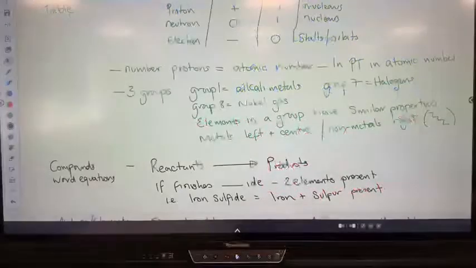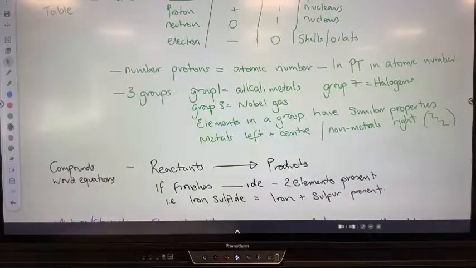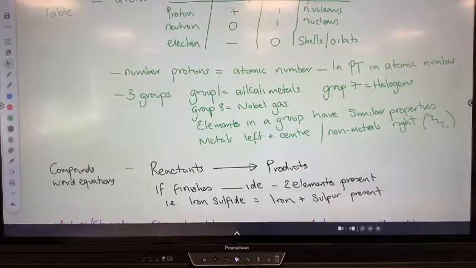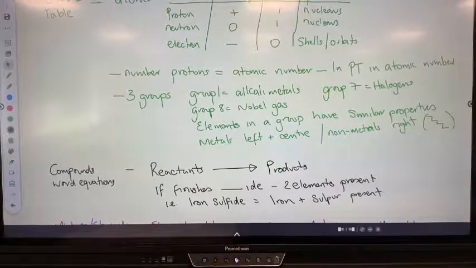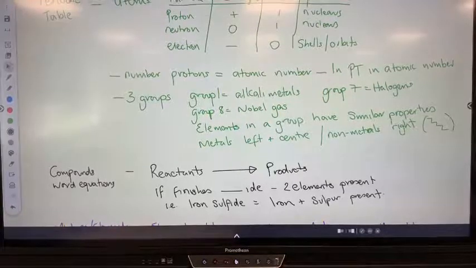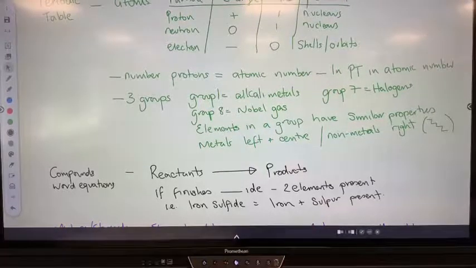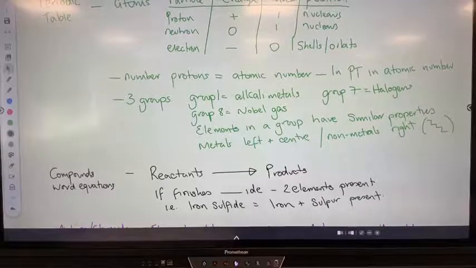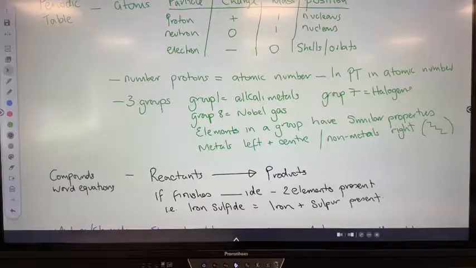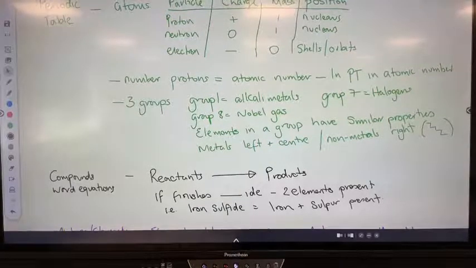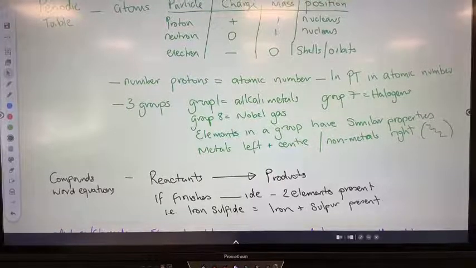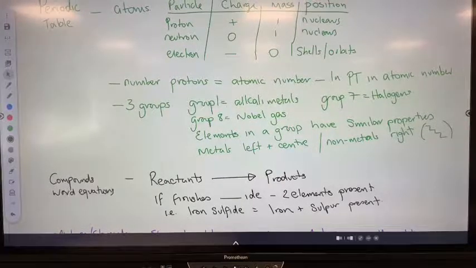The third section is the periodic table. First thing to understand is atomic structure. An atom contains a nucleus. In the nucleus you have protons and neutrons, and around that in orbits are electrons. The proton has a positive charge, a mass of 1, and is in the nucleus. The neutron has no charge, a mass of 1, and is in the nucleus. The electron has a negative charge, and is in shells or orbits around the nucleus.